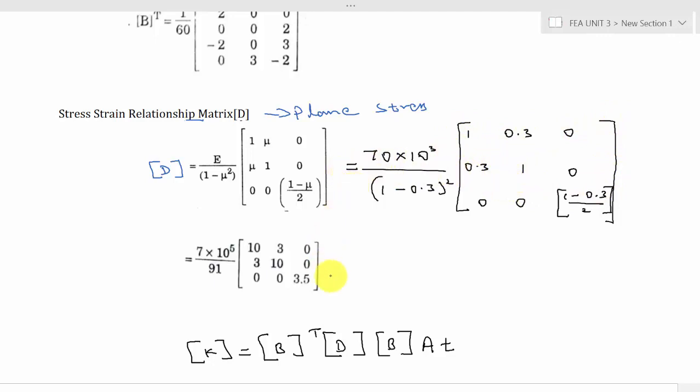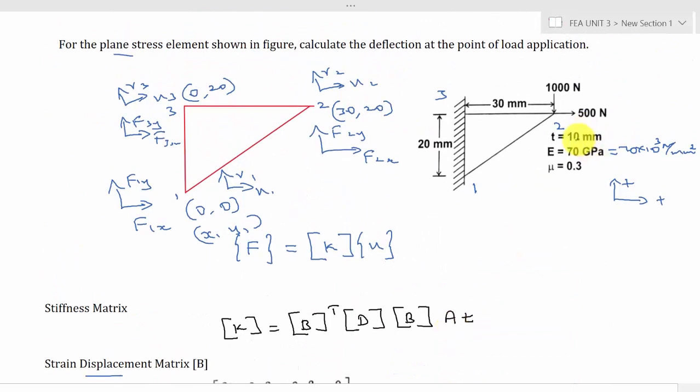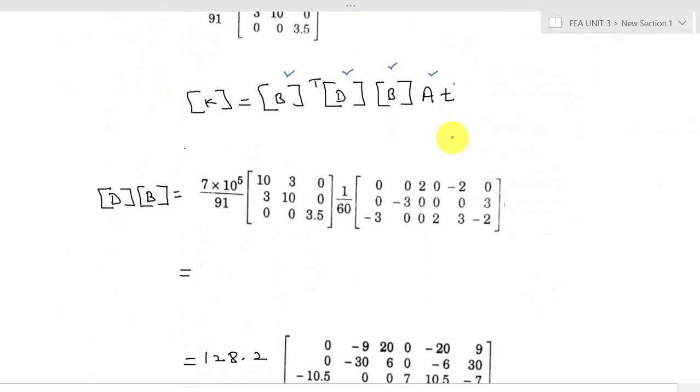Now I have calculated the B transpose, D, B and the area. The thickness is given in the problem. If you see the image, the thickness is given as 10 mm. So now I can substitute everything. I cannot directly multiply the three matrices, so first I am going to multiply D and B alone. The D matrix I have written and the B matrix I have written.